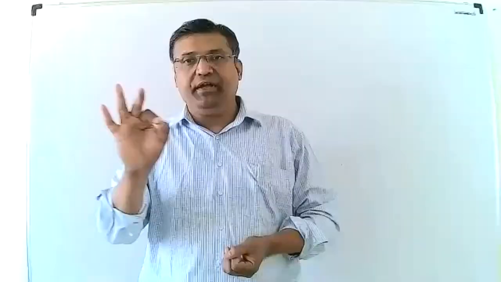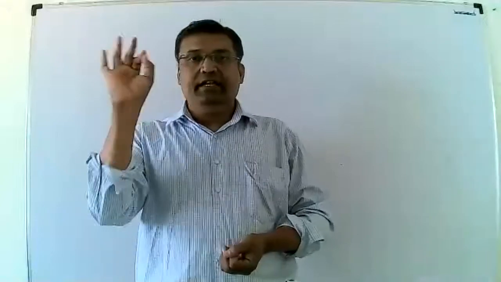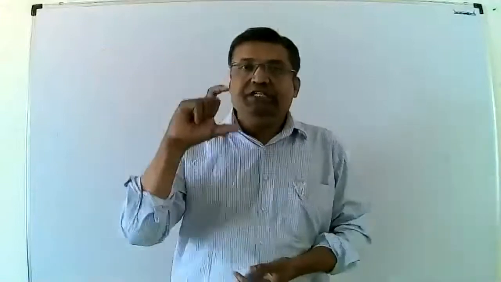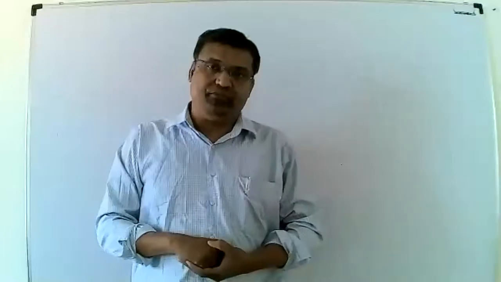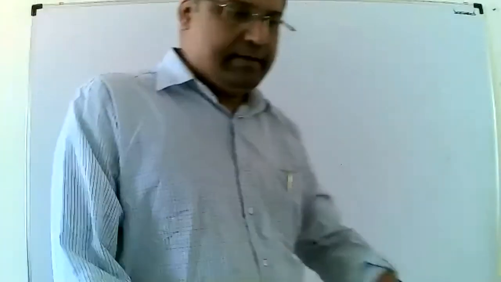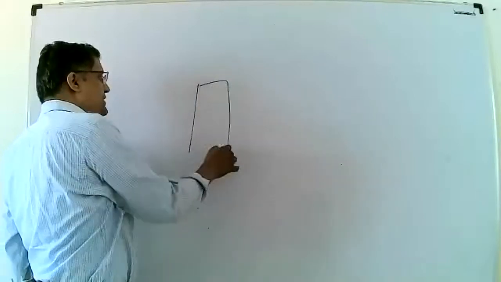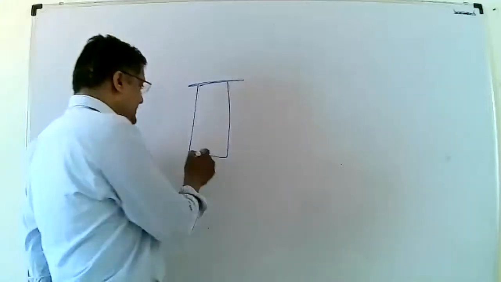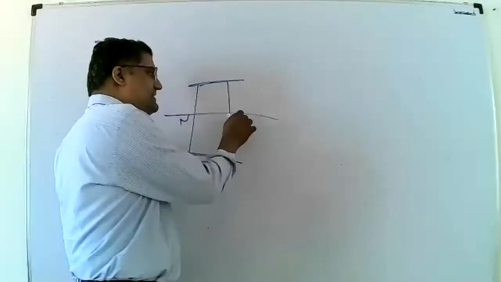The shear stress q at any distance will be equal to 6F upon b d cube into, in bracket, d square upon 4 minus y square. Y means the distance between the neutral axis and the extreme layer. There are two layers particularly. Suppose this is a rectangular section. This is the top extreme layer, this is the bottom extreme layer, and the middle one is the neutral axis layer.